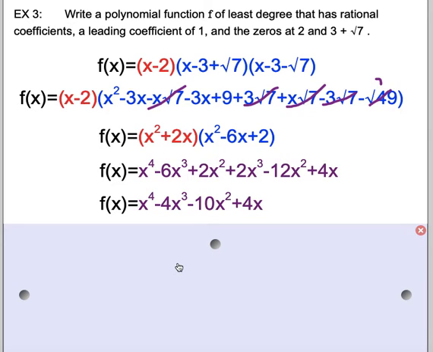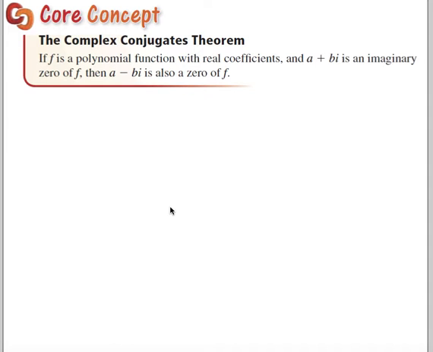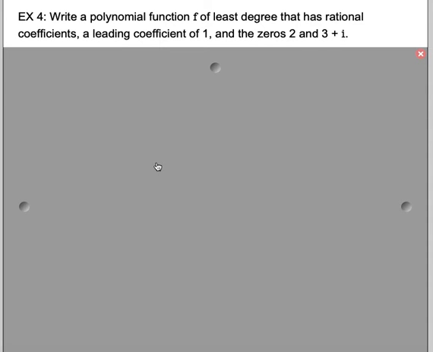Now the thing we haven't done is imaginaries yet. So the last couple are going to throw in some imaginaries. Now first, the complex conjugate theorem basically states the same thing. If I have a plus bi, I have to have a minus bi. We have to always have the conjugates. So here's my problem. Write a polynomial function f of least degree that has rational coefficients, a leading coefficient of 1, and zeros at 2 and 3 plus i.